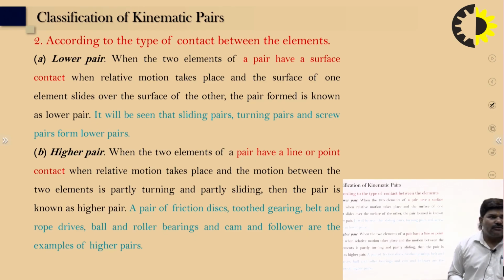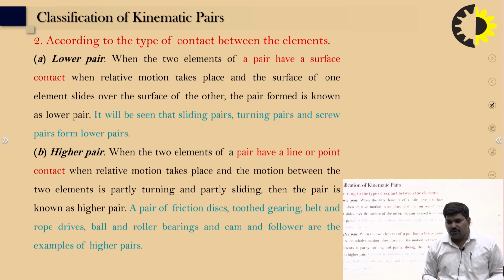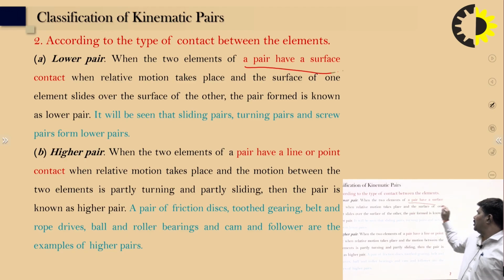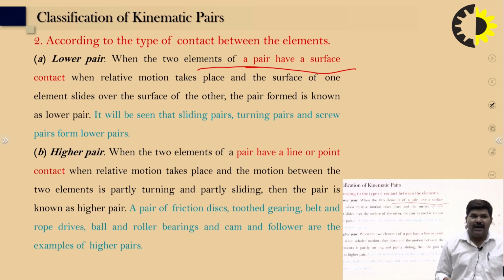So the lower pair, according to the type of contact between the elements. We can say it is a lower pair when the two elements of the pair have a surface contact, meaning the connection between them is a surface contact, and when relative motion takes place, the surface of one element slides over the surface of the other. Then the pair is known as the lower pair.